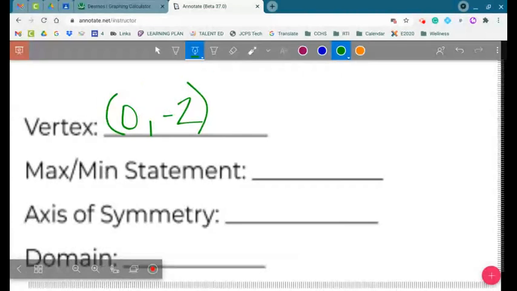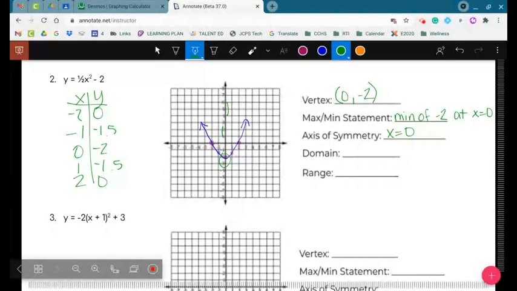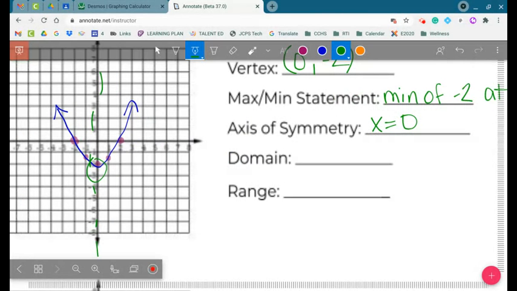This again is a min of -2 at x equals 0. X equals 0 is our axis of symmetry, because you remember your axis of symmetry is this imaginary middle line. Domain is all real numbers, and then our range, it's at -2 and going up. So y is greater than or equal to -2.